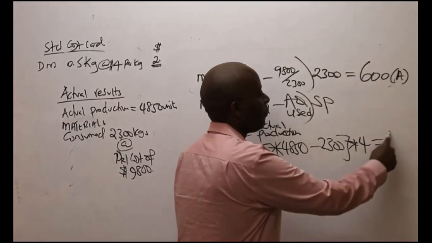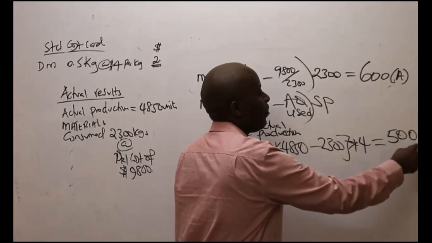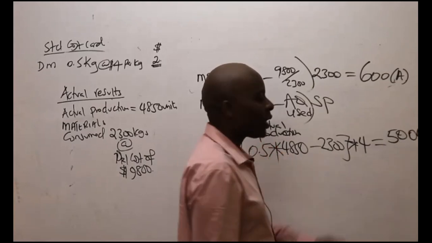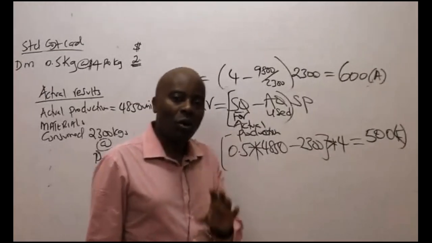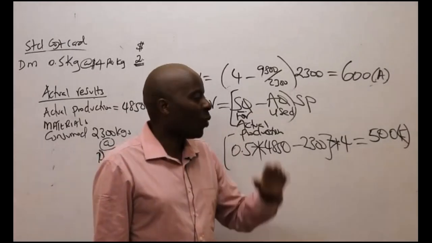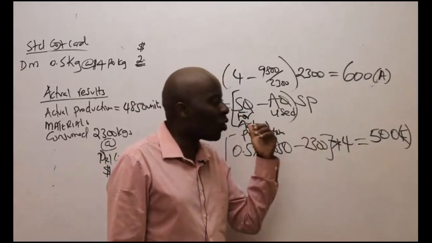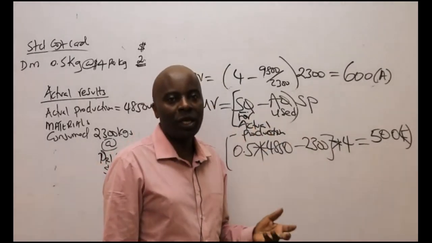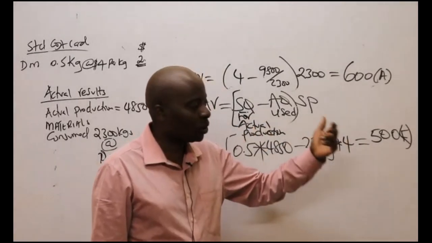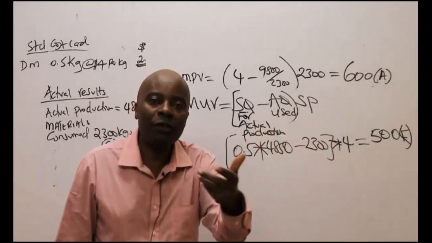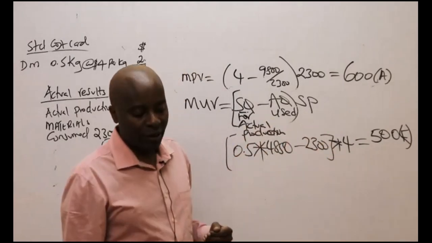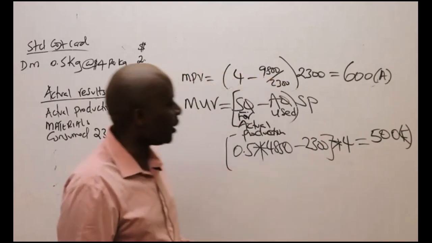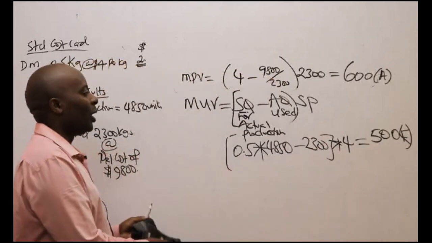500F. 500 favorable. So those are the material cost variances. Why are we calling this favorable? We are calling it favorable simply because we have gotten a positive variance. Positive variances impact our profit positively. So that is okay. Now let us go to the labor.